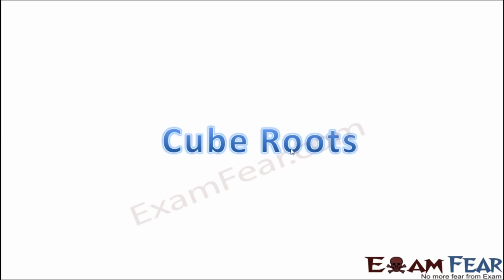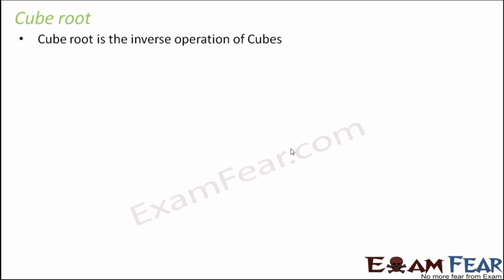So now that we have learned about cubes, let's talk about cube roots. This is no more new to you because you have already learned about square roots in the previous lesson. In a very similar manner, cube root is the inverse operation of cubes. For example, if you want to get 8 from 2, what do you do? You multiply 2 three times. That is, you cube 2. So 2 cube is 8.